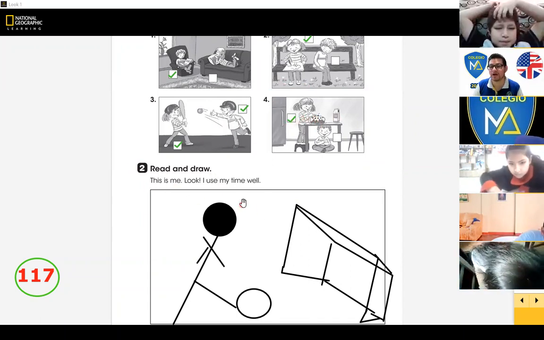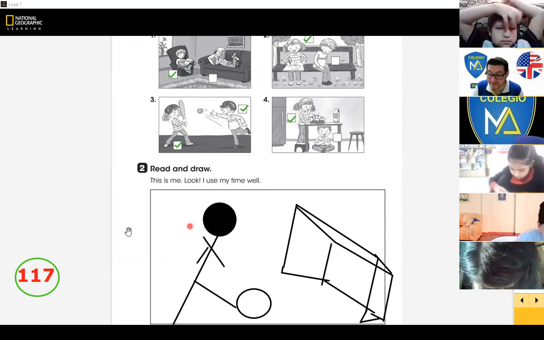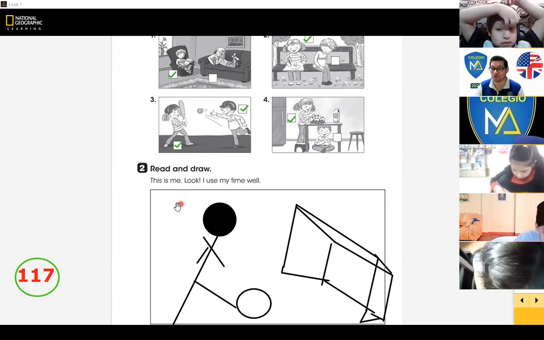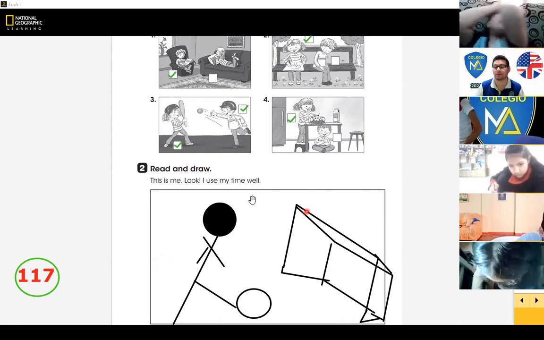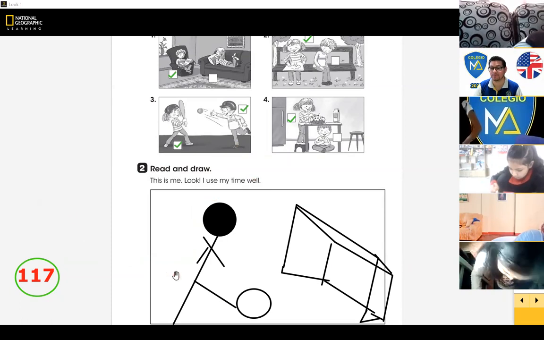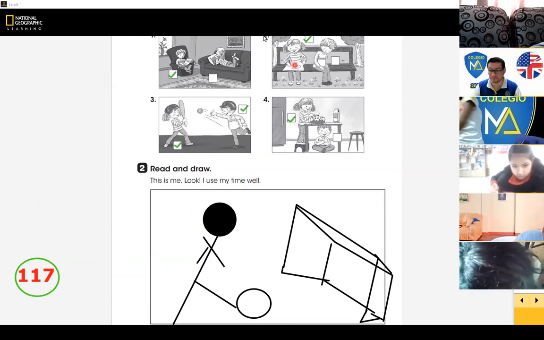This is me. Look, I use my time well. You're going to draw yourself drawing or doing something, or using your time well. Ya recuerda que practicar un sport, un deporte, es utilizar bien tu tiempo libre también.